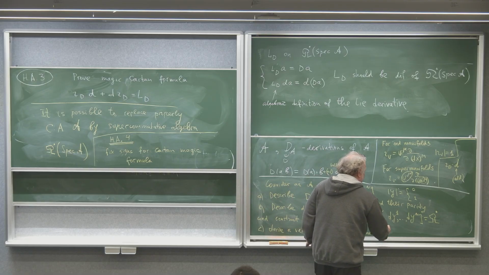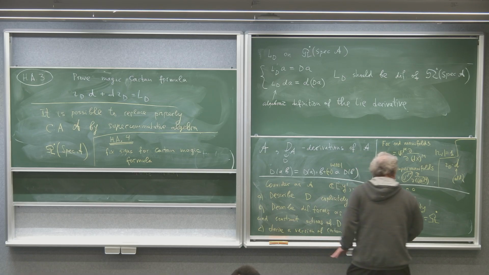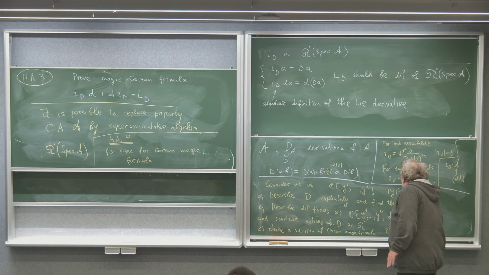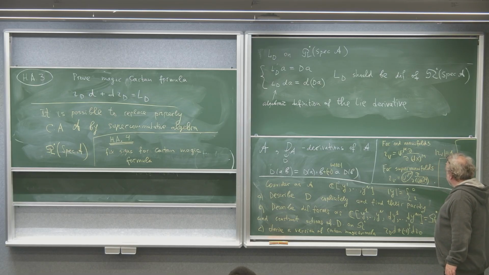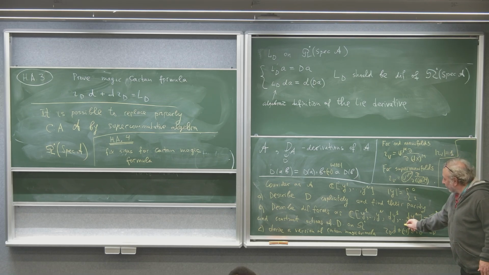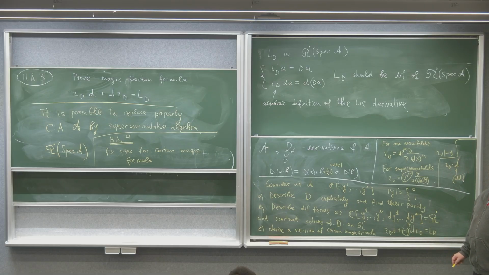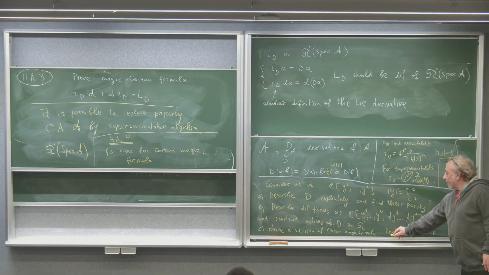So the version would be iota_v d, and here is plus or minus, minus 1 to something, and here is d iota_v, equals L_v. So the question is to determine this minus 1 to this unknown power, be it 0 or 1, depending on this parity.